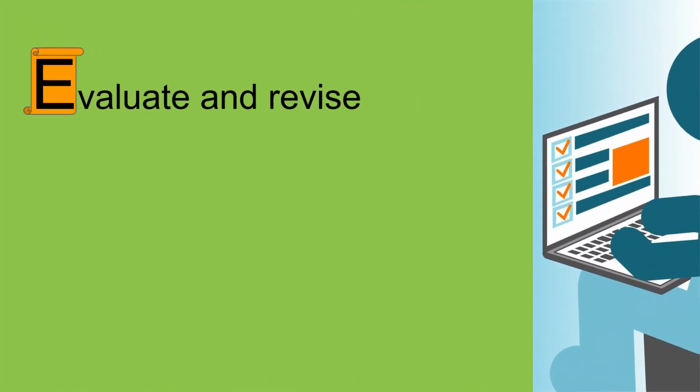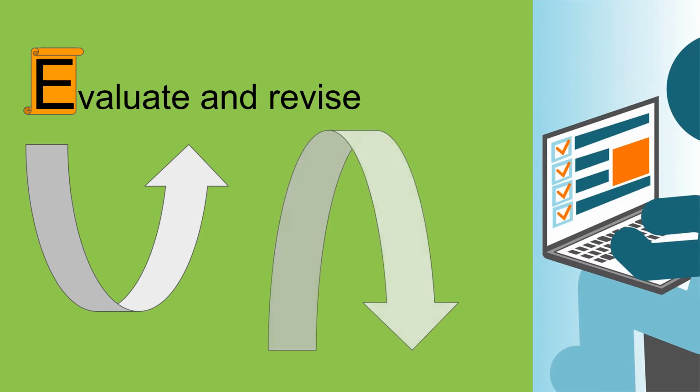The final step of the ASSURE process is to evaluate and, if necessary, revise. Ask, did the design positively impact student learning? If it did not, then the method is revised and retried. The process of development is continuous.